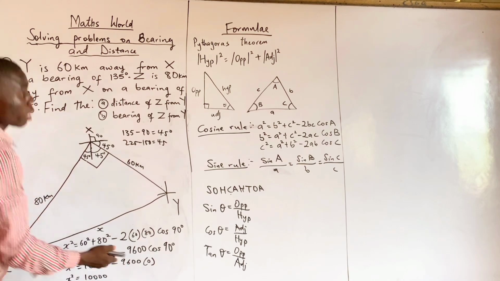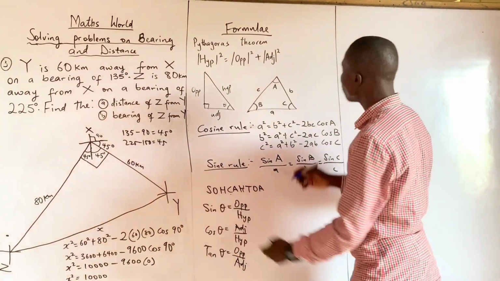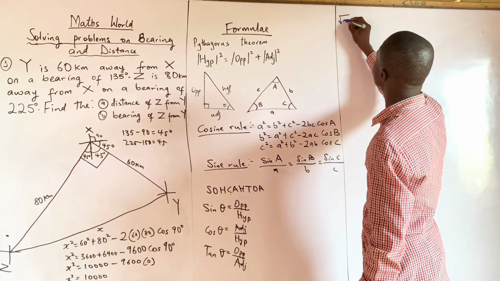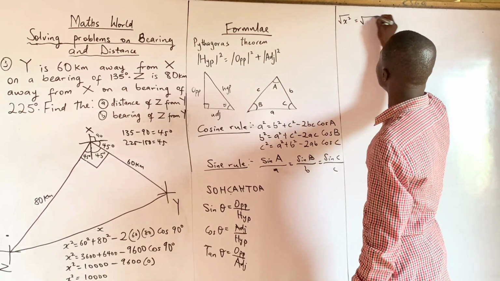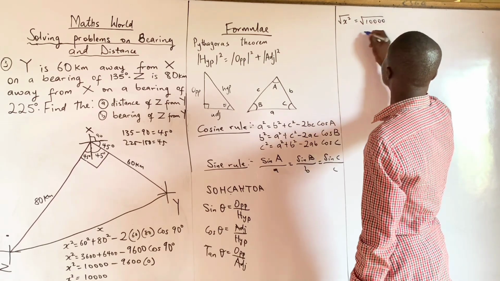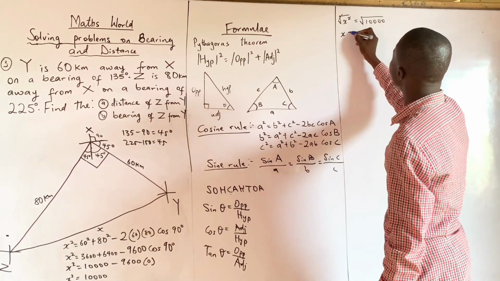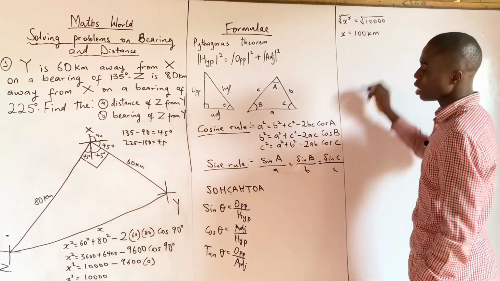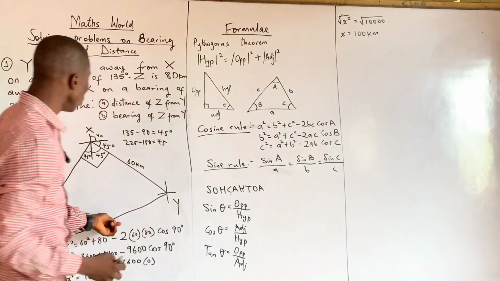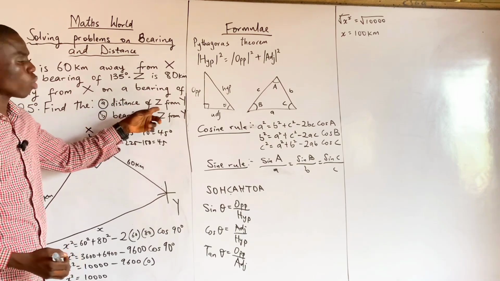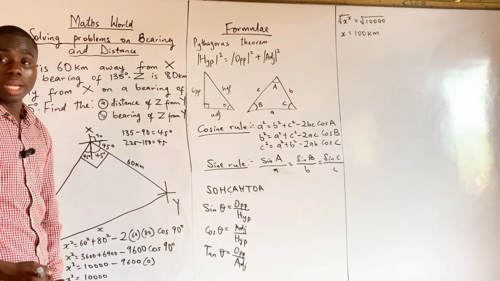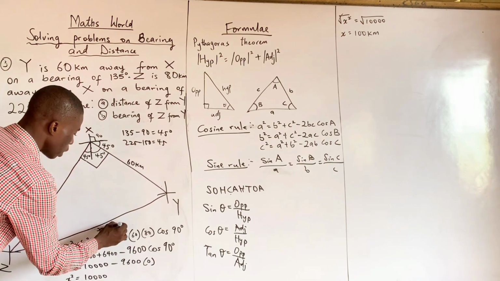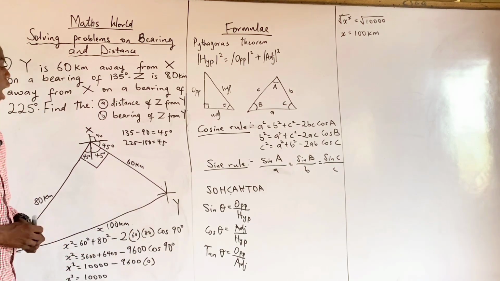Now what will be my x? I'm taking the square root of both sides. So the square root of x squared equals the square root of 10,000. The square root cancels the square, so x equals the square root of 10,000, which is 100. So my x is 100 kilometers, which is the distance of Z from Y. Let me put it here: 100 kilometers. And let's move to the second question.